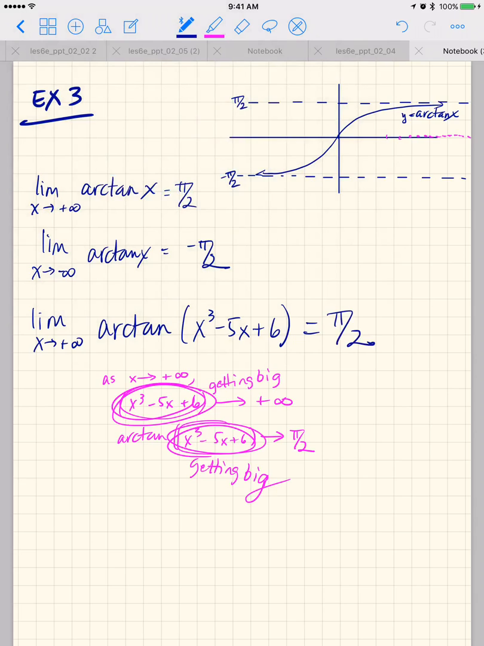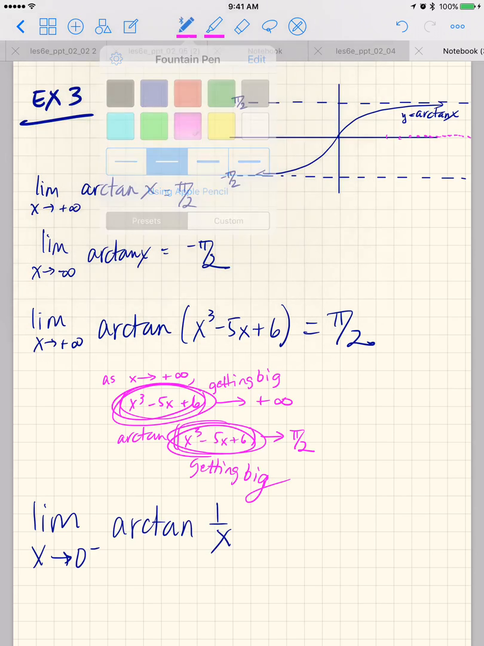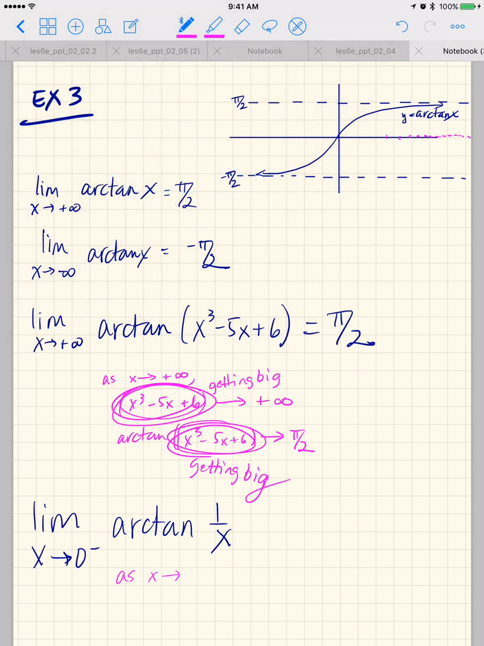Okay, and then the last thing we have is what is the limit as x approaches 0 from the left of arctangent of 1 over x. And so we're going to say as x approaches 0 from the left, 1 over x approaches plus infinity. Wait, no, it's going to be minus infinity. Okay, because here's the idea. I can even do my sign analysis.